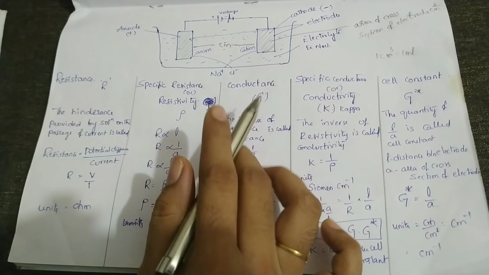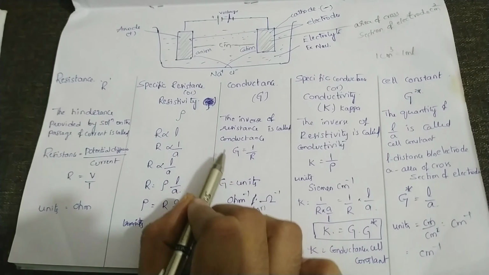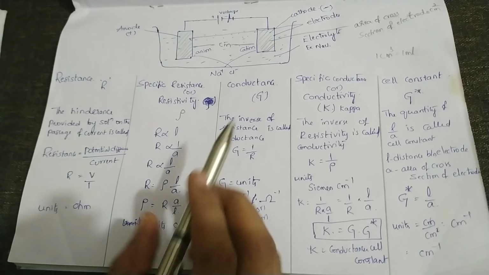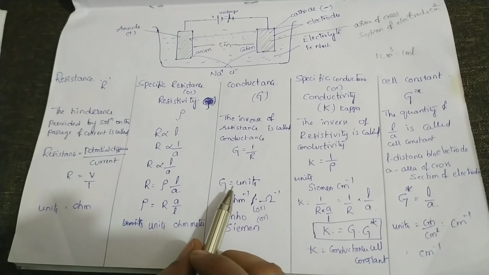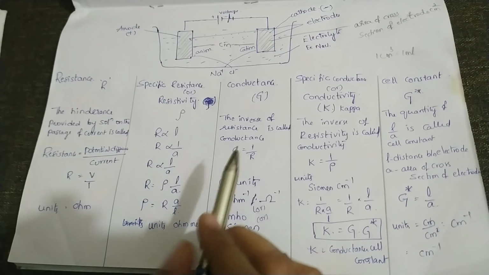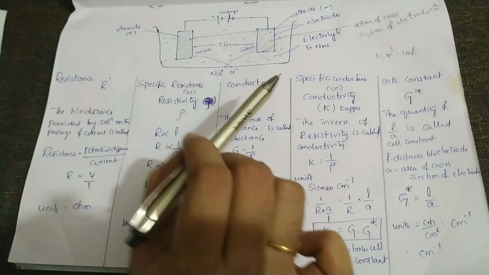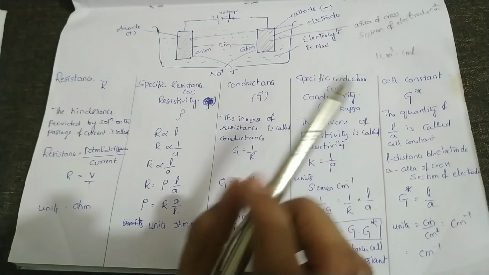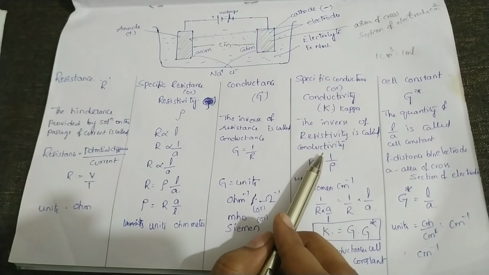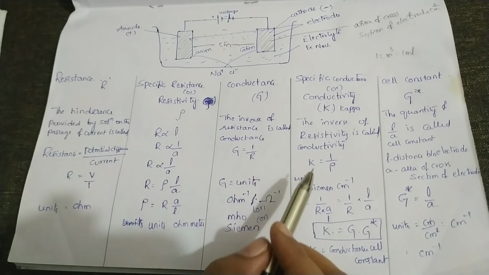Coming to conductance. Conductance is the inverse of resistance. So G is equal to 1 by R. What are the units for conductance? Conductance units is ohm inverse, because conductance is the inverse of resistance, or mho or Siemens. Coming to specific conductance or conductivity. The inverse of resistivity is called conductivity. So K is equal to 1 by rho.